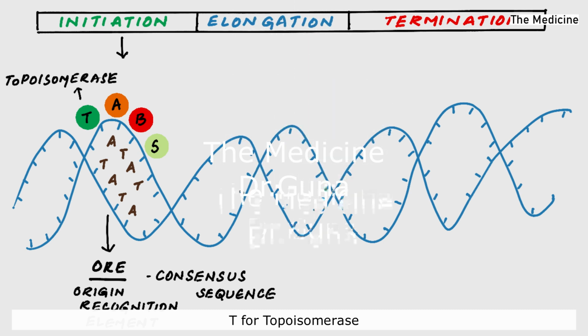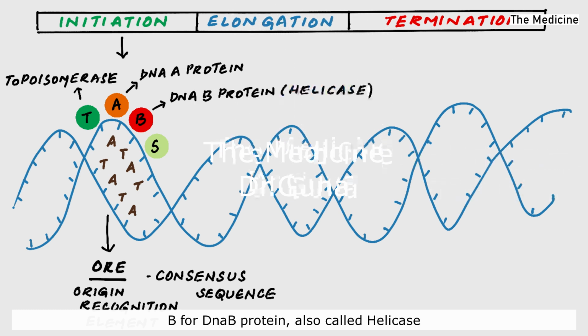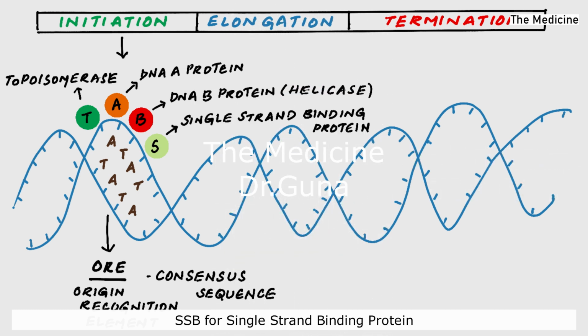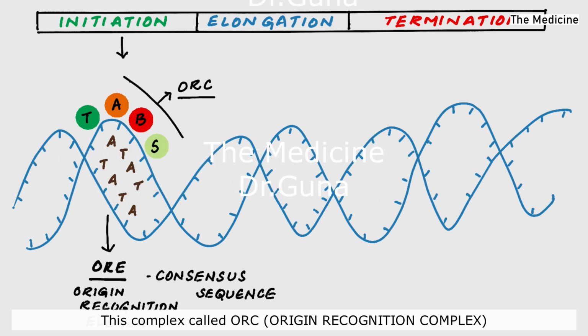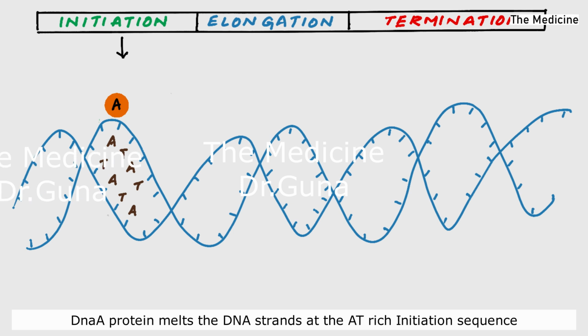T for topoisomerase, A for DNA A protein, B for DNA B protein, also called DNA helicase, S for SSB, which stands for single strand binding protein. This complex is called ORC, origin recognition complex.